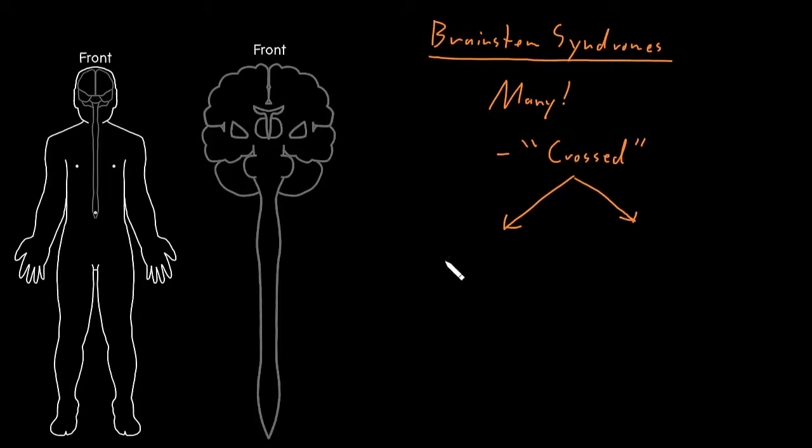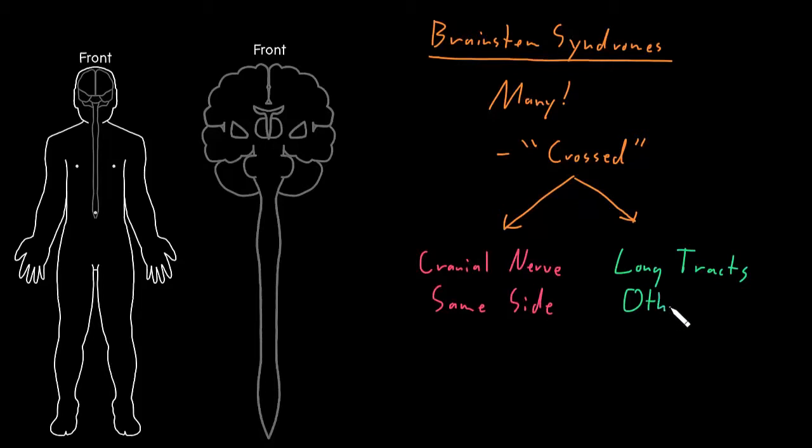And the first part of this involves dysfunction of a cranial nerve on the same side. Cranial nerve on the same side. And the second part of this is dysfunction of long tracts to the other side. So not on the other side, but to or from the other side. So let me show you what I mean here.